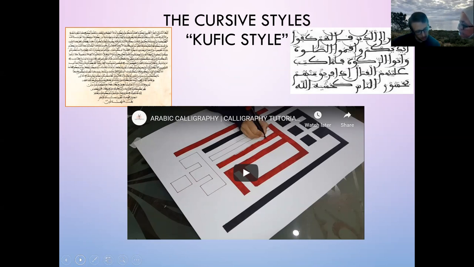It was developed from the Nabataean alphabet in the city of Kufa. So that's where it originated, in the city of Kufa. That's where it gets the name Kufic style. That's what I meant by it retains much of the qualities of Kufic, in that it's flowing and more round. As you could see, more round or more corners. Like here in the video, it's more corners.